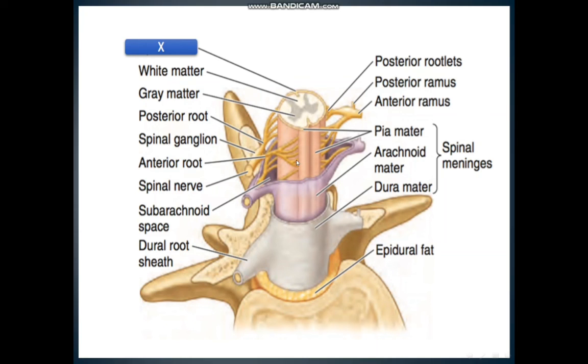This one in pink is called pia mater. This purple one is arachnoid mater, which has the subarachnoid space. This one has cerebrospinal fluid. This white one is dura mater, which still covers the beginning of the nerve roots. This is epidural fat, with the epidural space. These are the spinal meninges.